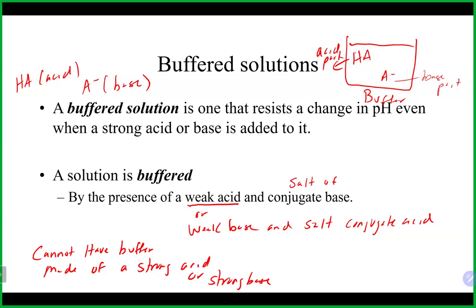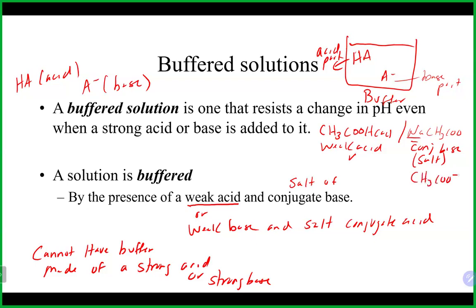So for example, take the classic example everybody uses, which is acetic acid and sodium acetate. This is a weak acid, and this is the conjugate base, or salt of its conjugate base. What makes it a salt? It has the sodium. The sodium really is not doing anything here. The actual buffer components are the acetic acid and the acetate part. It is not the sodium part.